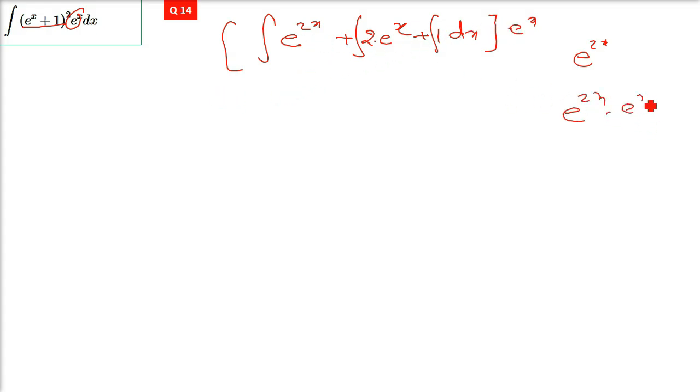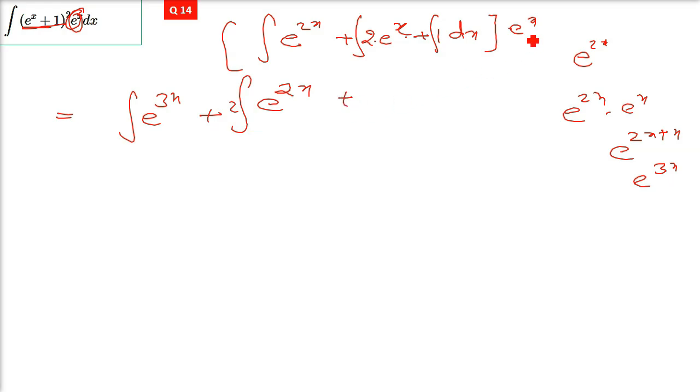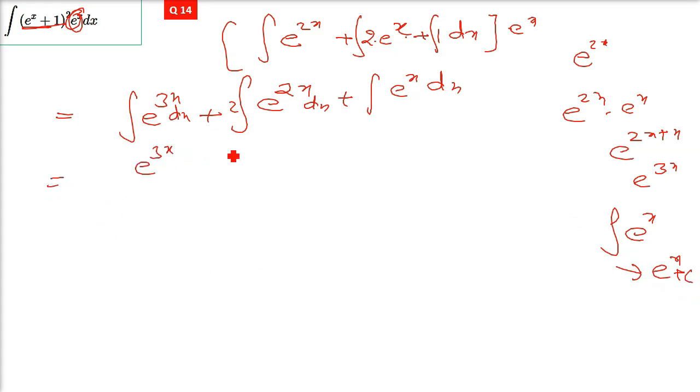E raised 2x into e raised x, the powers get added: e raised 2x plus x is e raised 3x. So you will have e raised 3x plus, and then e raised x multiplied by the 2e raised x, so 2 comes in front with e raised 2x, and then the integration of e raised x dx. dx remains everywhere. I am not writing it, but it is already there. It will always be there whenever it comes to integration. Please remember. So e raised 3x is simply e raised 3x, and integration of e raised x will be e raised x only.